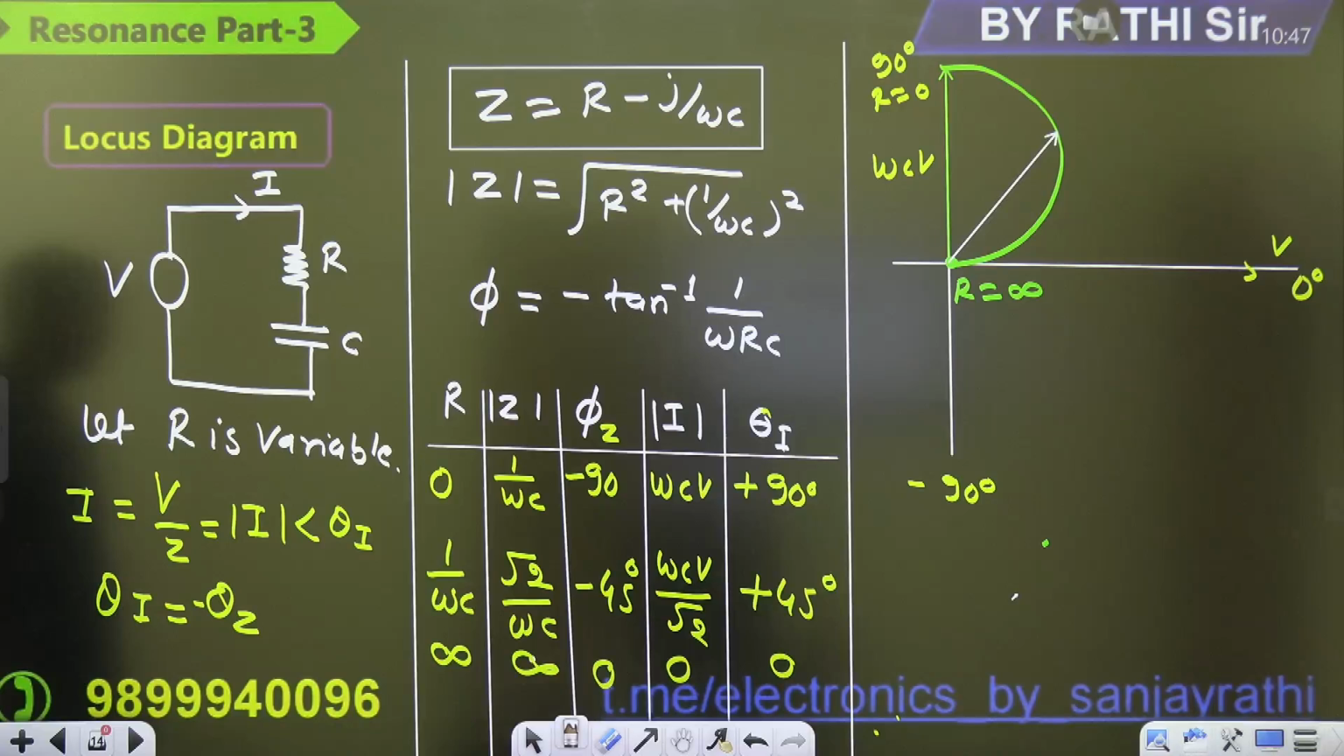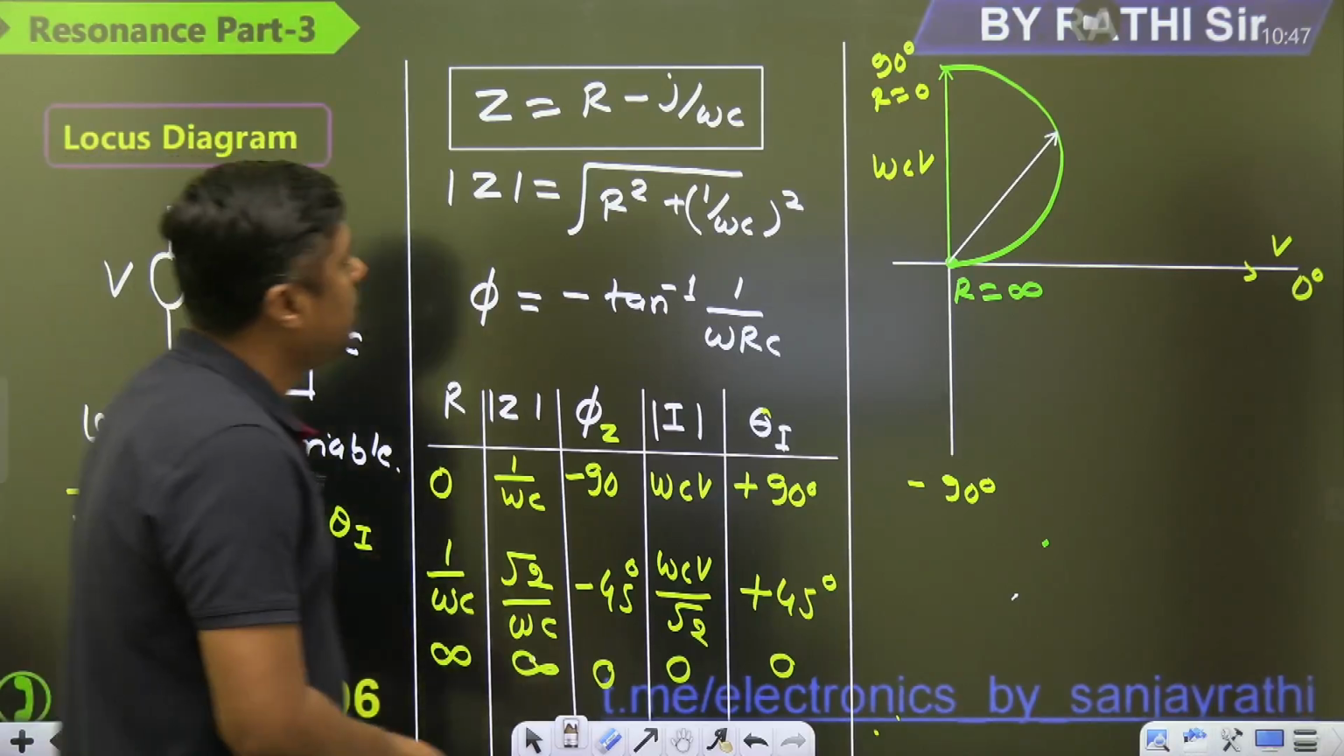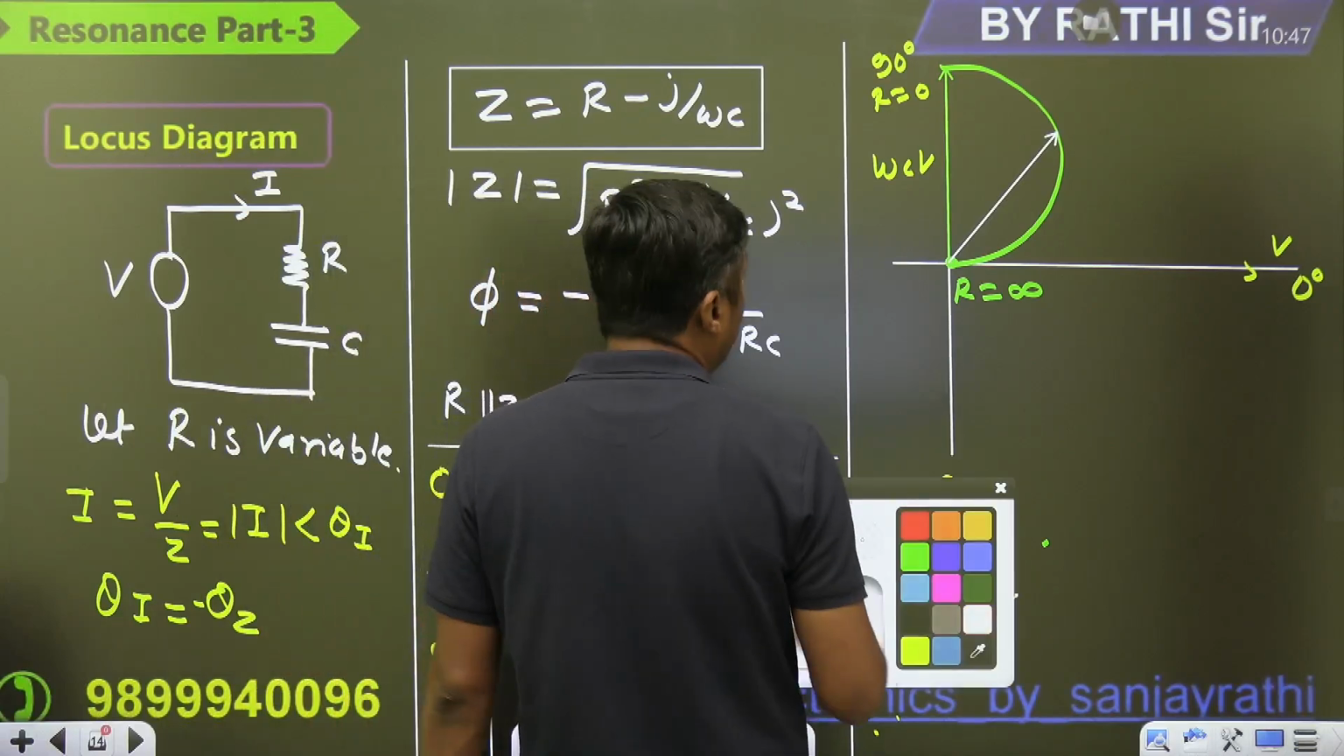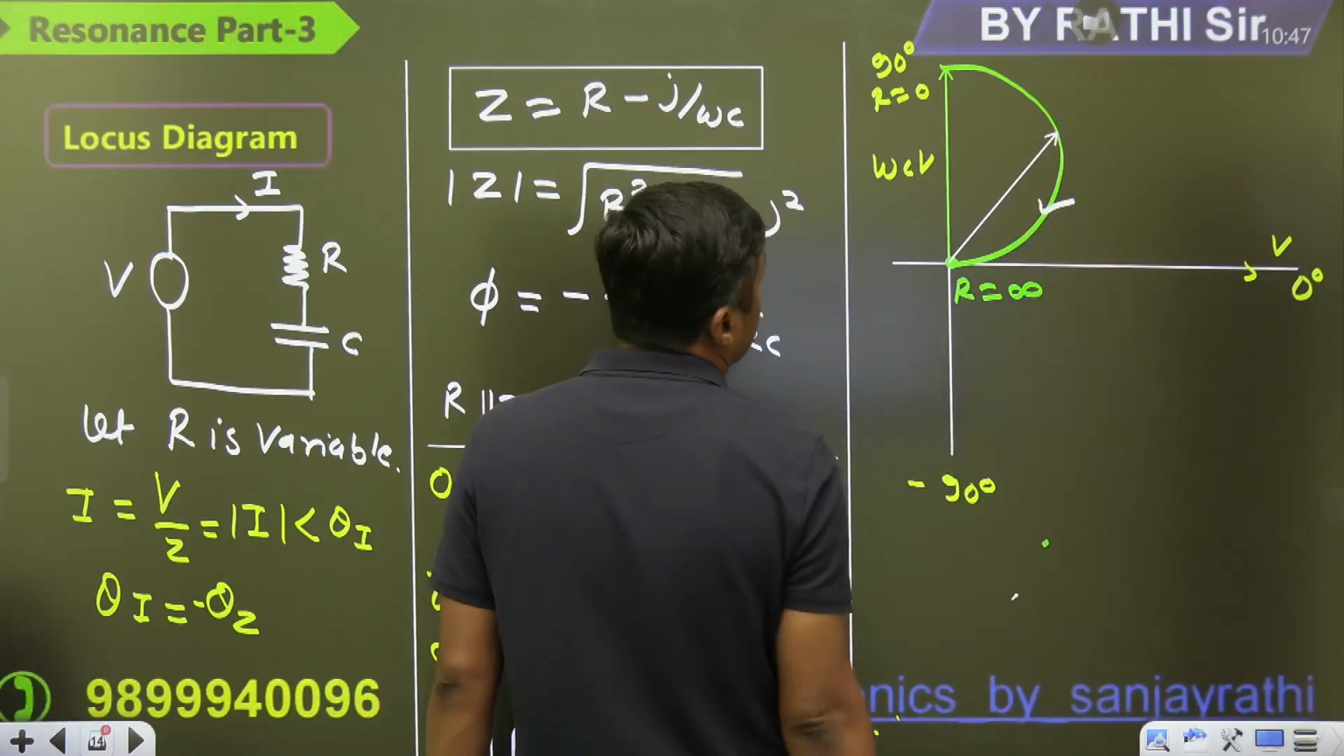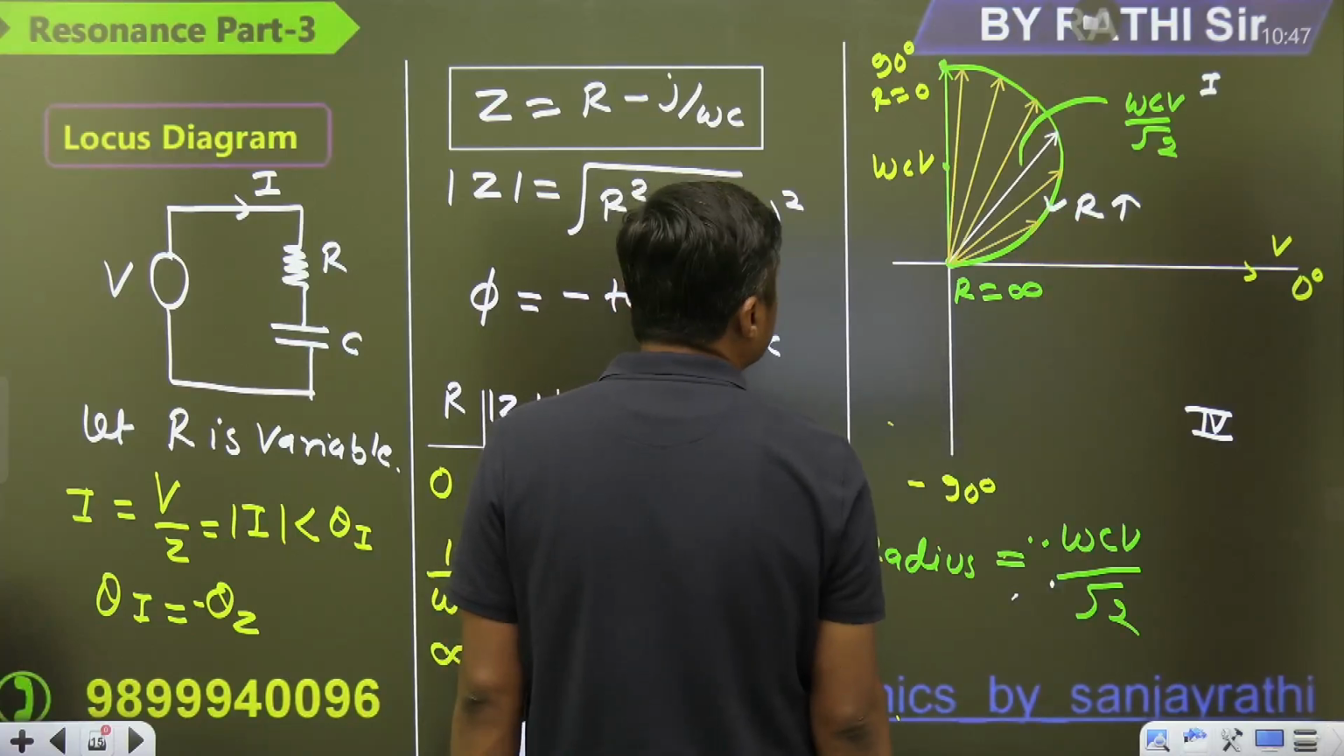And that is the value. From R equal to 0 to R equal to infinite, you have to vary. And remember, just draw the arrow, okay, and that is the case.